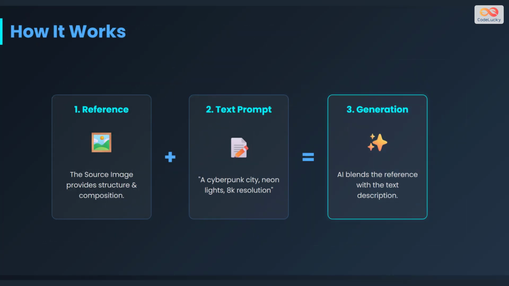The process involves three main components. First, you have your reference image, which provides the foundation. Second, you provide a text prompt describing what you want the result to look like. Finally, the generative AI blends these two inputs together to create a final output that respects the structure of the original but follows the style of your text.